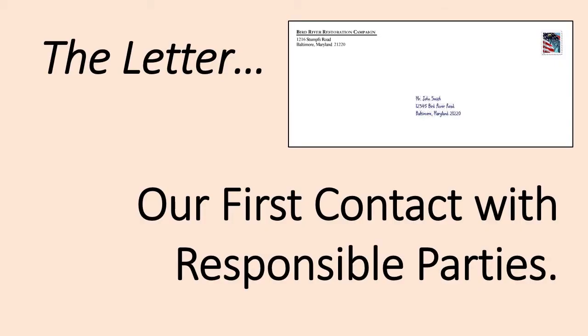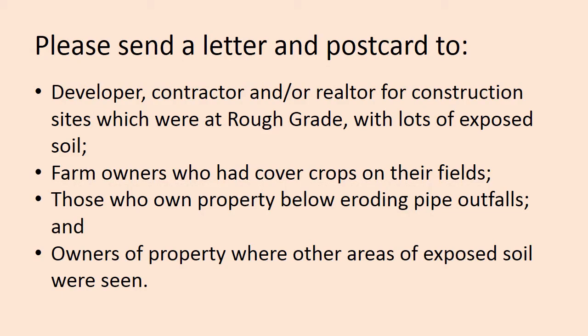Now we come to the part of this presentation where we explain how to begin the process of getting pollution problems solved. It starts with a neighborly letter to each responsible party. At this point in time, we're only sending a letter to parties responsible for these 4 types of pollution sources. We're not writing to farm owners where cover crops were absent, or to those responsible for construction sites which have not reached rough grade. We'll get to these folks at a later stage of the restoration campaign.